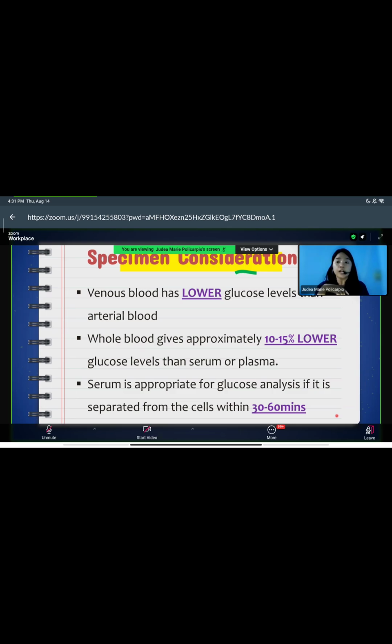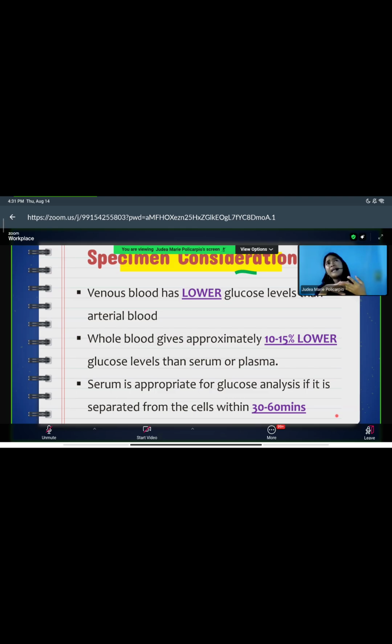Okay? At saka imagine niyo na lang, no? What if OGTT yung request? Tapos puro arterial blood ang gagawin mo. Imagine life. OGTT. May fasting. May 30 minutes, may 60 minutes, may 120 minutes. Minsan may 90 minutes pa nga in between. Ang dami i-collect sa'yo.